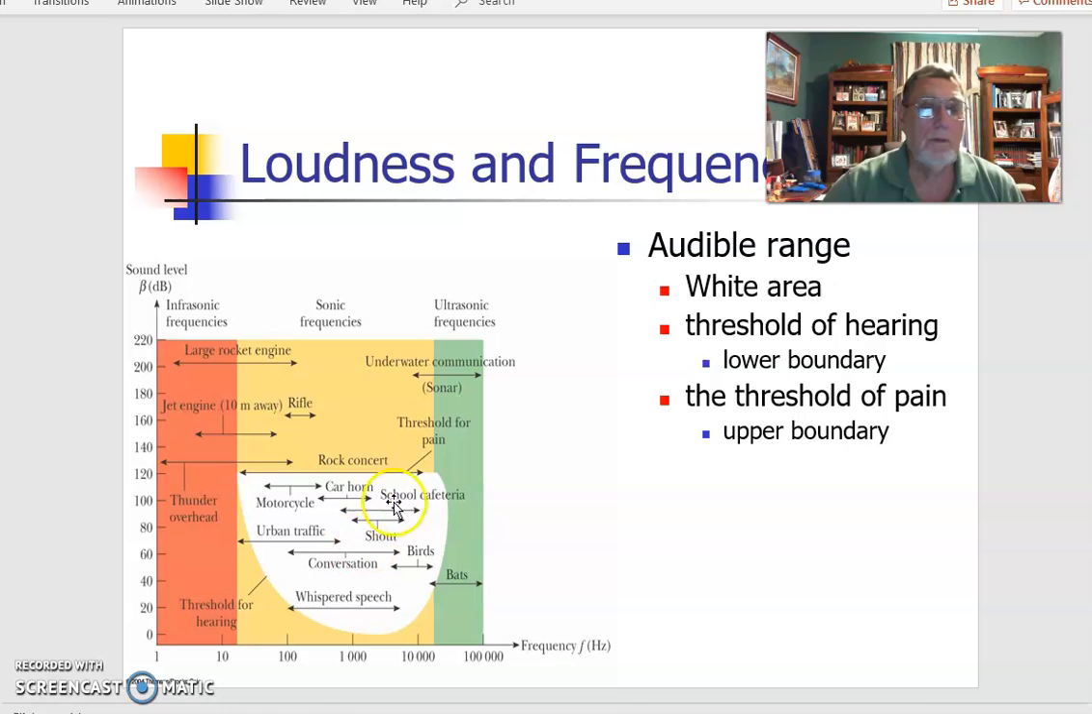But that's the decibel scale. I'll work some problems and post them on Canvas later.